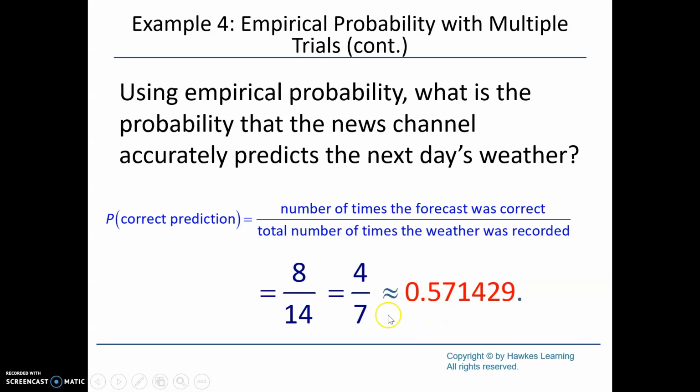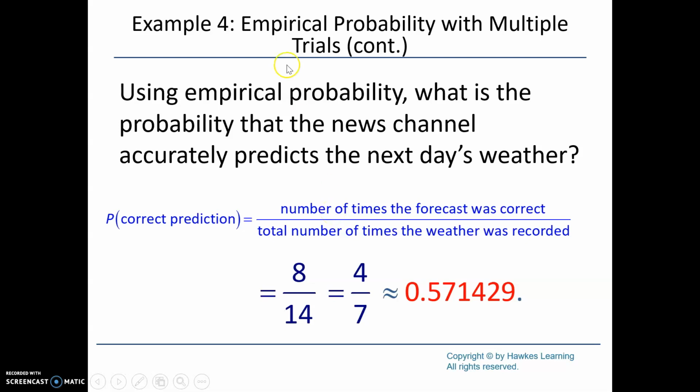So the big thing to take away from this, empirical is the total number of times the experiment, or whatever they were looking for, was recorded, was tried. That's going to be different. You're not always going to have like the 52 deck of cards. But still on top, you're looking for the number of times of that event. So we wanted correct prediction. So we were looking for the number of times the forecast was correct.